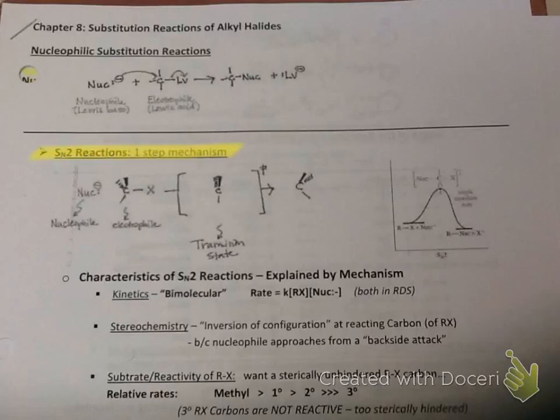SN2 reactions are the simpler of the two mechanistically, because it only involves one step. If you look in the reaction here, what we have is a nucleophile. Remember, nucleophiles are negative. They have either a full negative charge or a pair of electrons that show partial negative charge on an atom. And it's going to attack the electrophilic carbon here, because in an alkyl halide, recall that the halide is partial negative and the carbon it's attached to is partial positive. So our reacting electrophilic atom will be this partial positive carbon that the nucleophile is attached to.